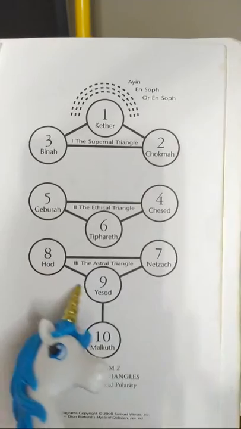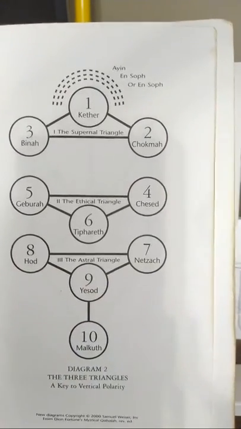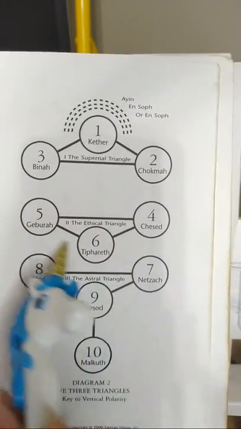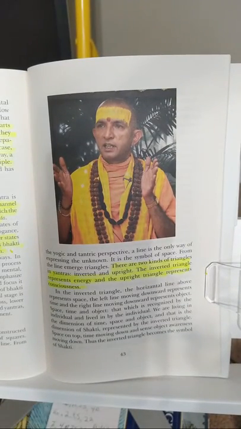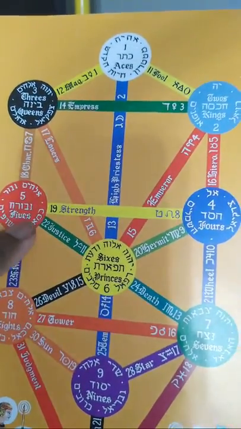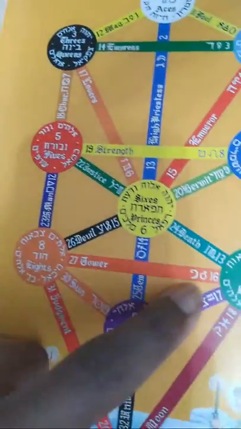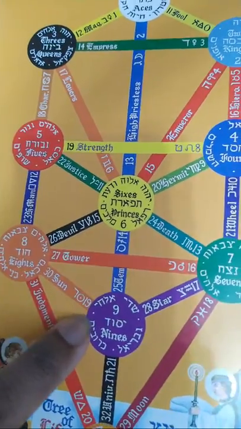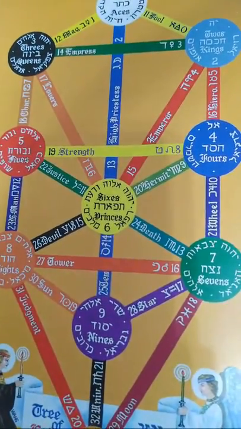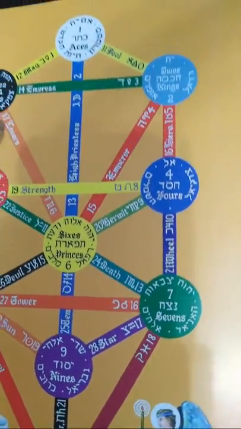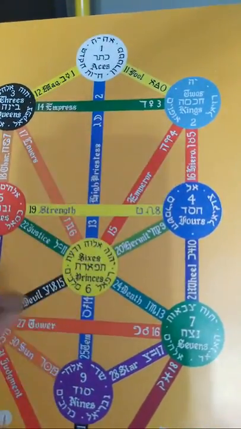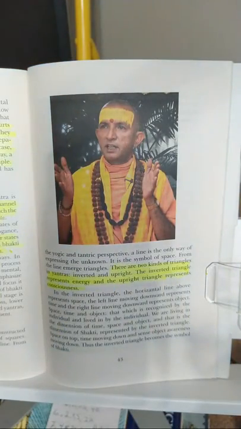Space, time, object. Maybe this is too much to be given out right now. Space, time, object. Let's see how this works.